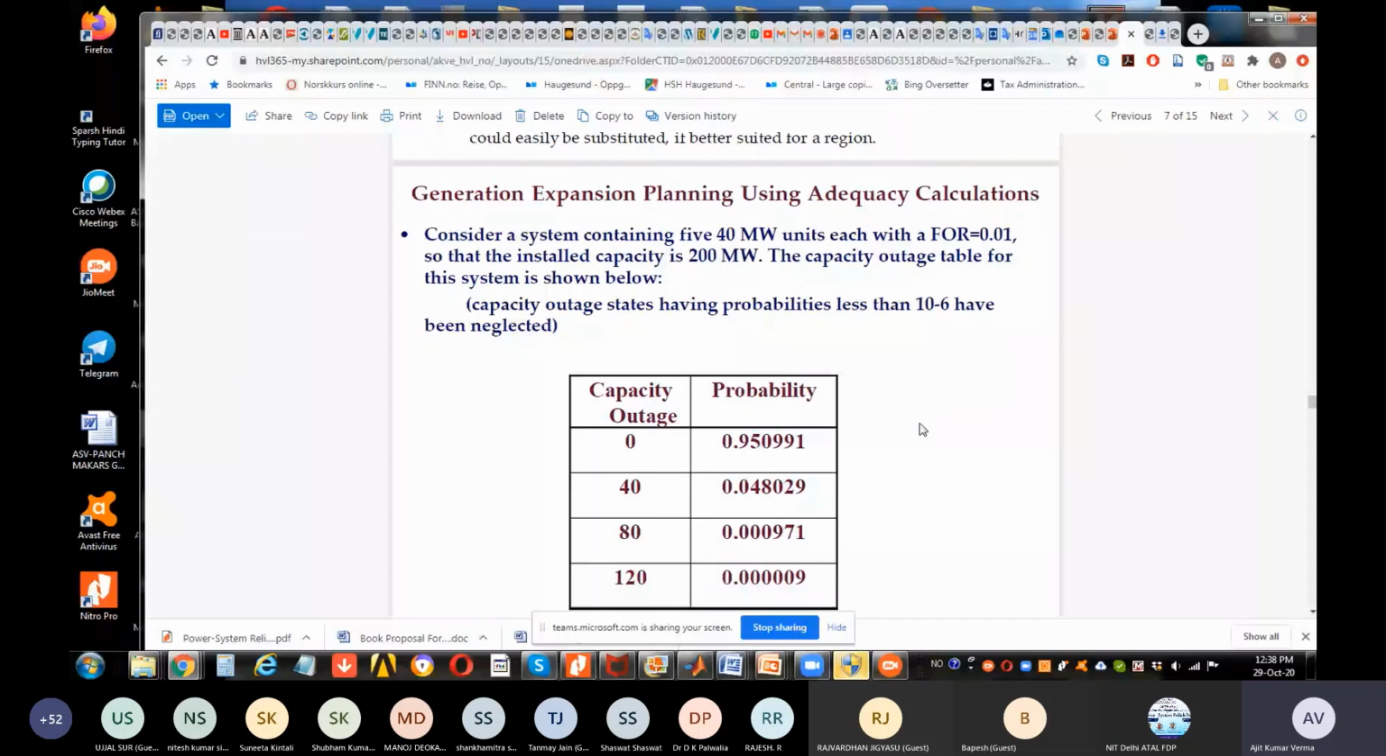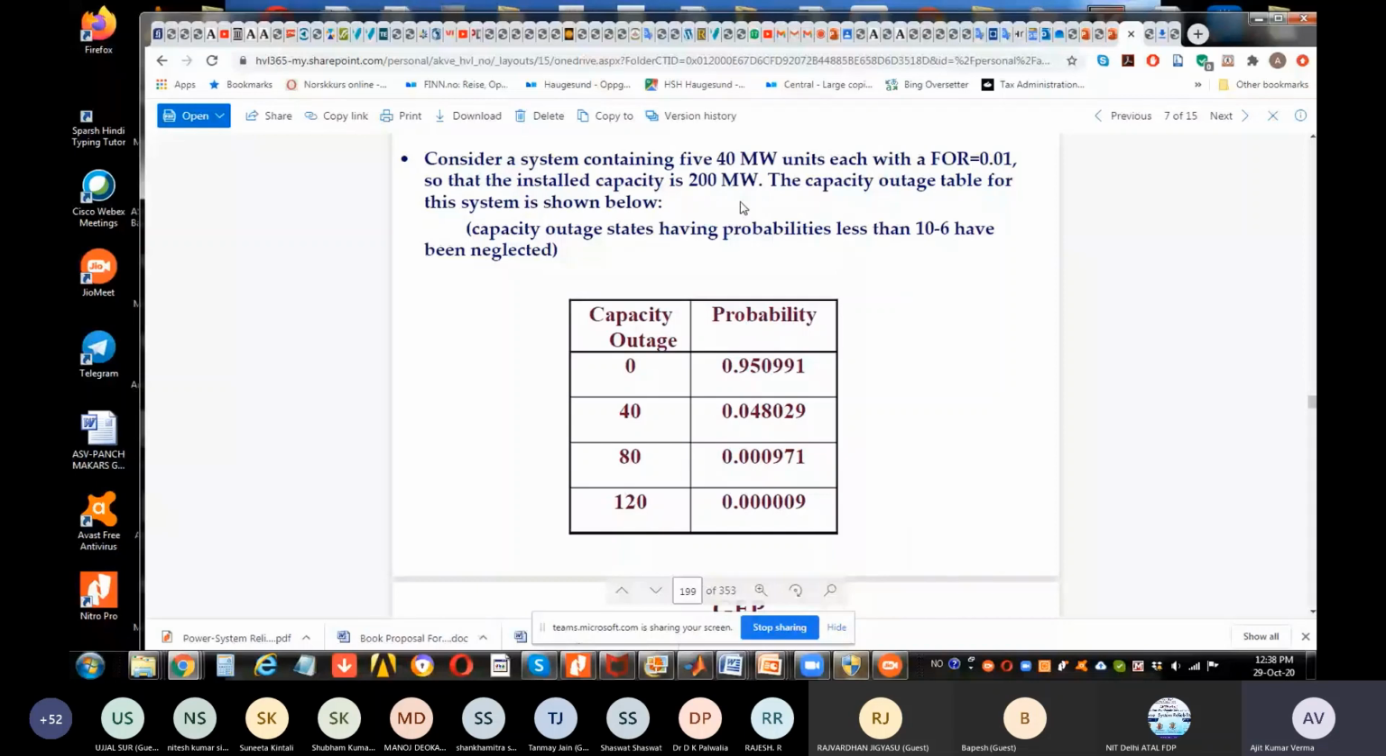So consider a system containing five 40 megawatt units with forced outage rate of 0.01 and installed capacity of 200 megawatt. The capacity outage probability table is what we can see: 40 megawatt, five generators, so installed capacity is 200. The outage can go to 160, 200, but since those probabilities are so small, we have ignored them. But 120 out means 80 in, 80 out means 120 in, 40 out means 160 in, 0 out means 200 in, and these are the probabilities. Anything less than 10 to the power minus 6 has been neglected.